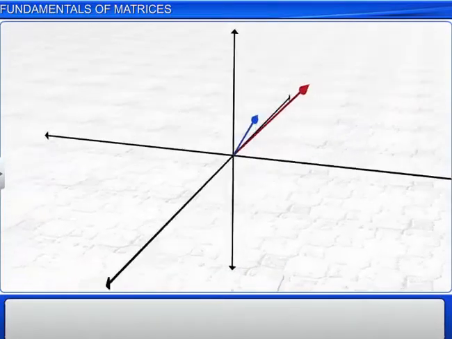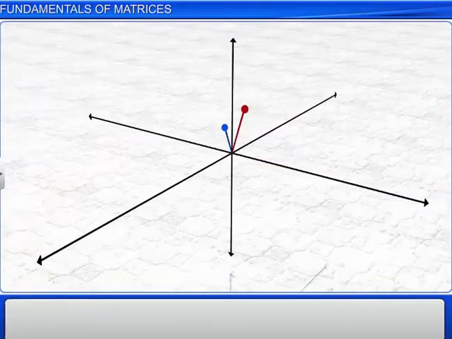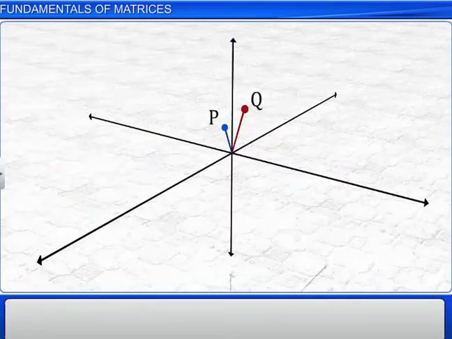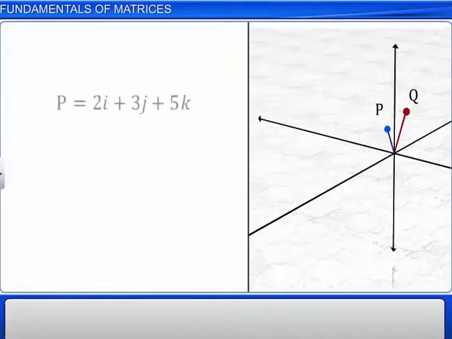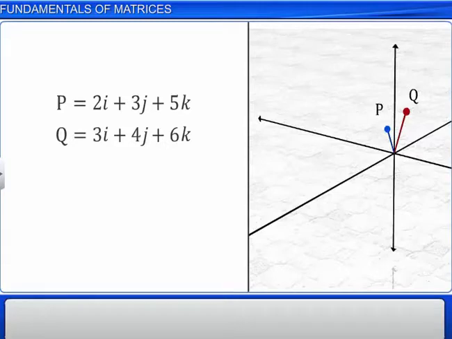Next, we will consider the two vectors P and Q in three-dimensional space, such as coordinate space. Shown are the vectors in vector representation. The matrix representation can be written as shown.